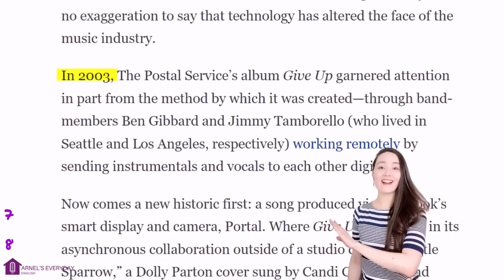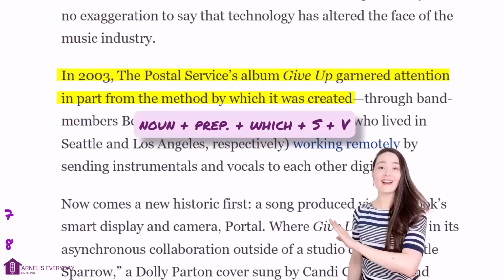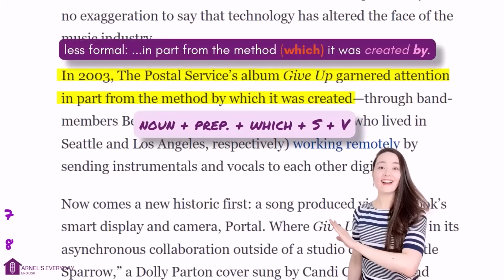In 2003, the Postal Service's album, Give Up, garnered attention in part from the method by which it was created. Here's the grammar. Less formal, in part from the method which it was created by.